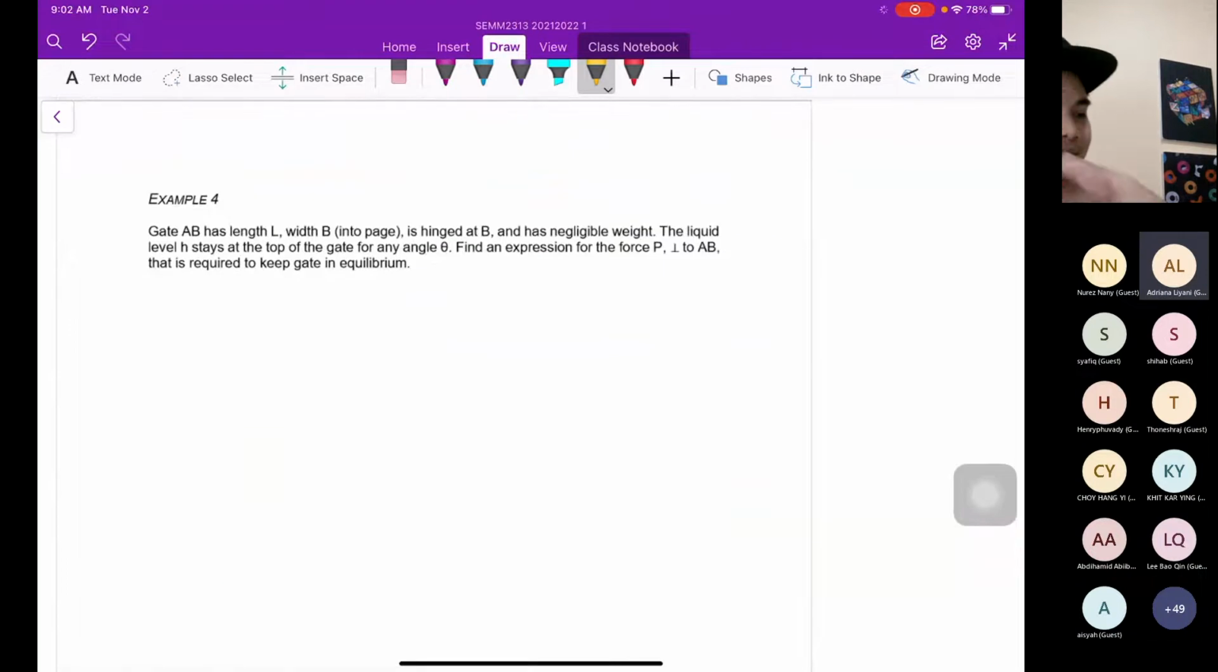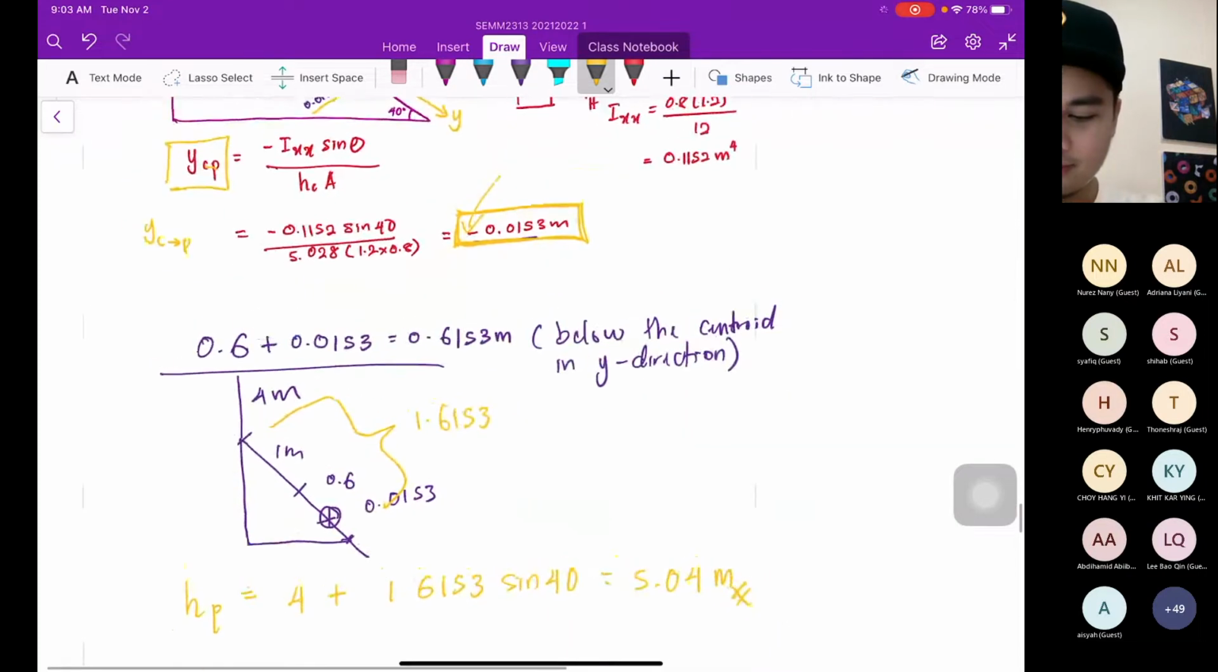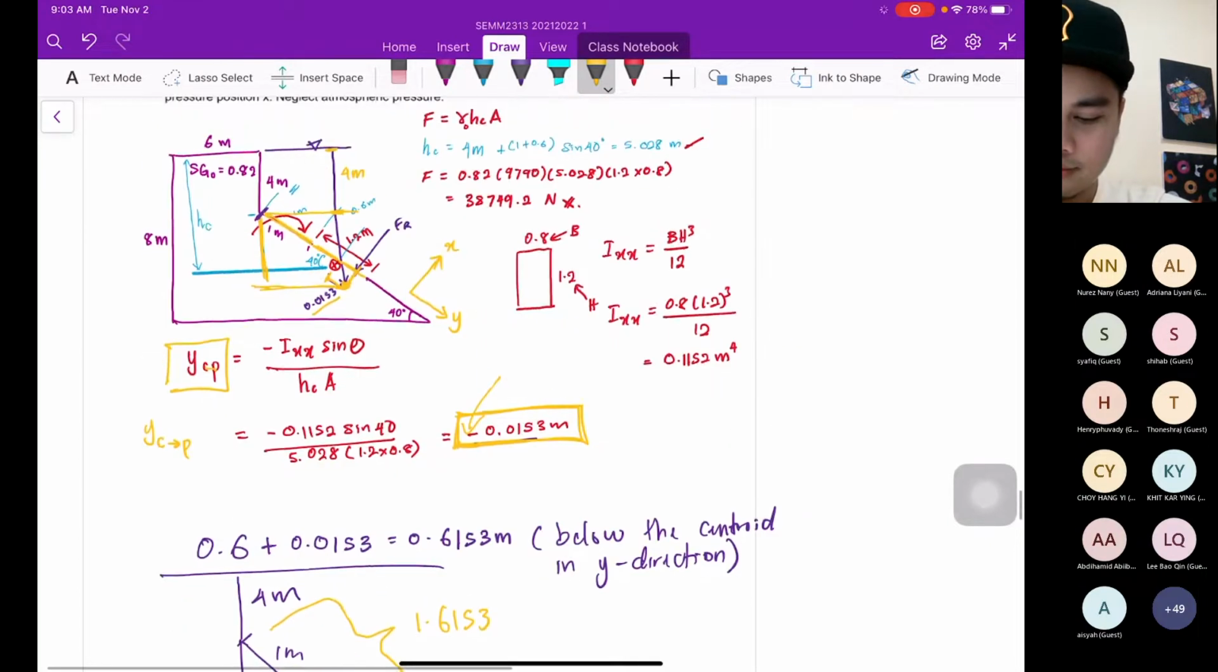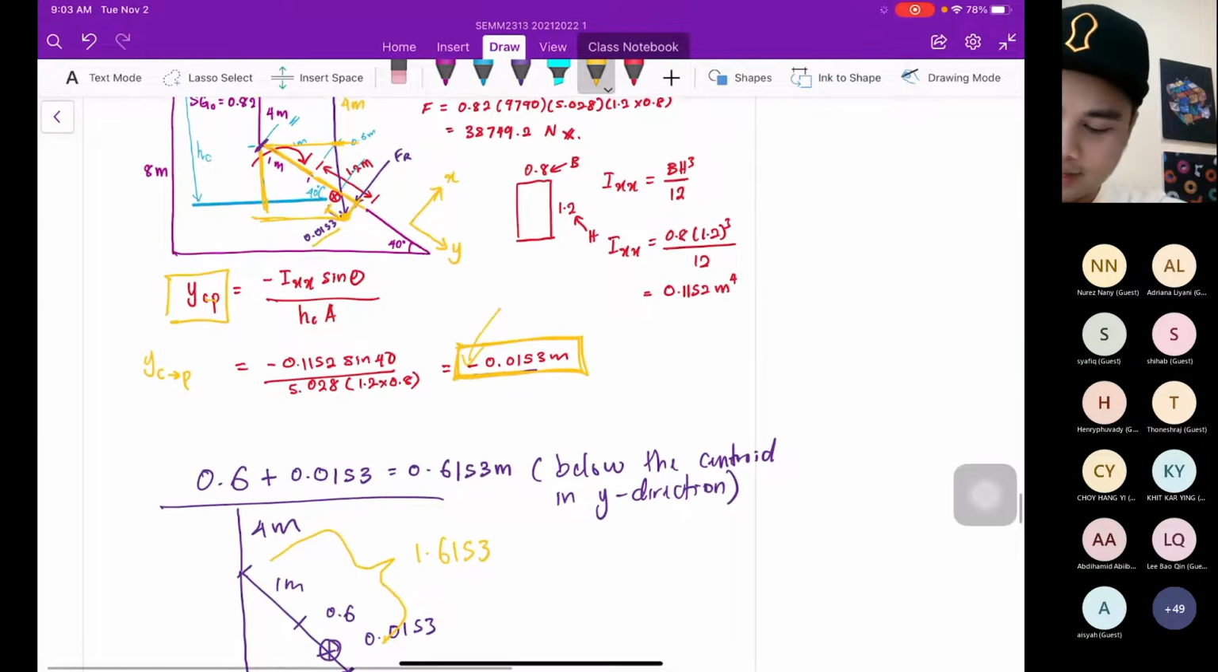Okay, yes, I still have that. The sentence above says below the central in Y position. If it says below the central in Y position, shouldn't it be 0.0153? Yes, that's right, sorry. Right, this one below this. Which one? Okay, sorry. I'm also confused. This one.